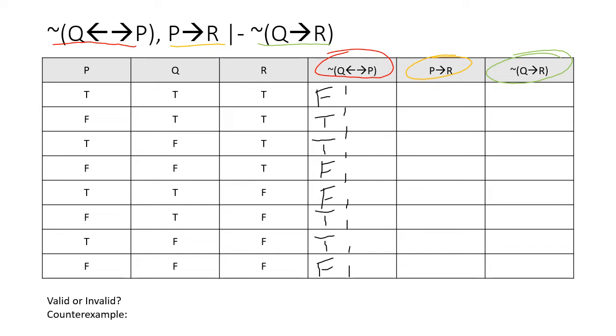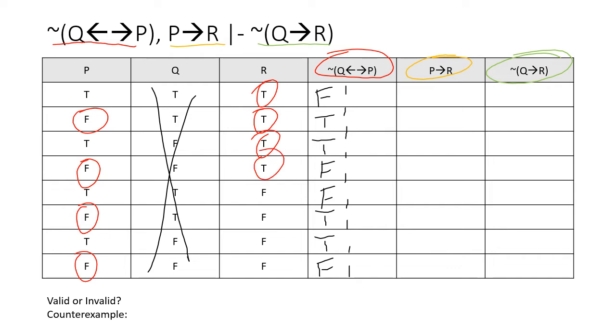Now we just have an arrow for our second premise. So let's not confuse ourselves. We'll just cross out the Q here. So P arrow R is true wherever the left side is false or the right side is true. So that means it's going to be true in all of these instances with the exception of rows 5 and 7.